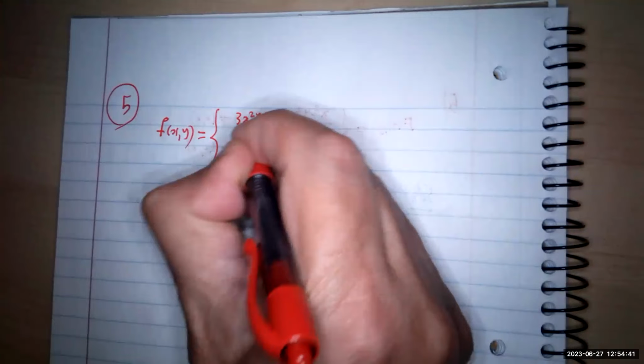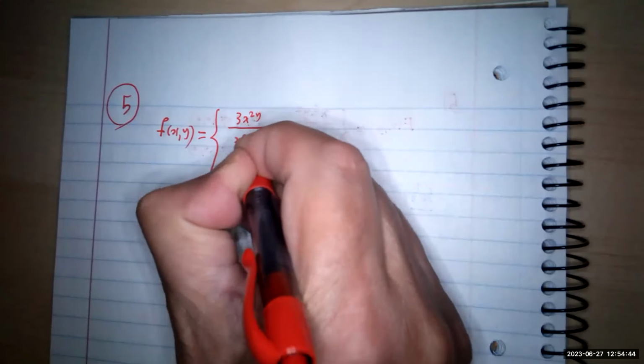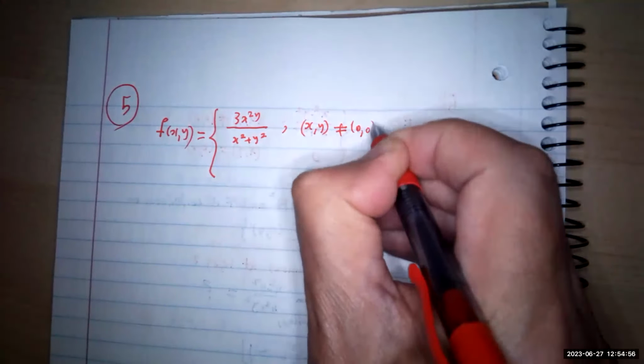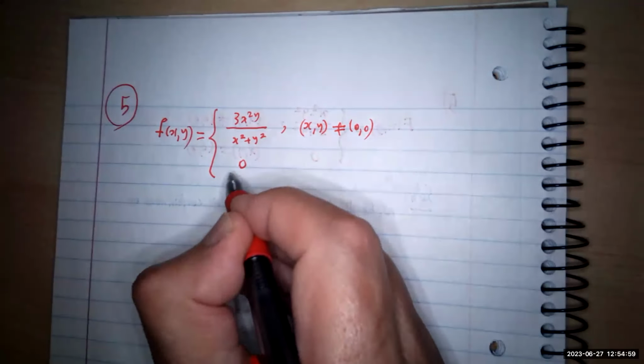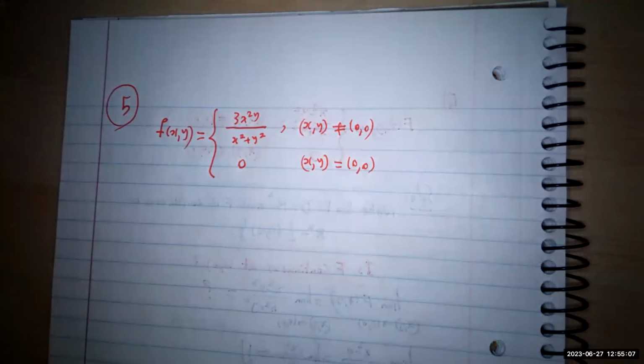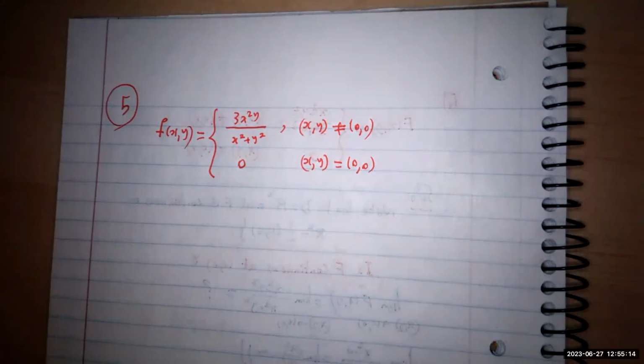Okay, let's see what's the function. This is your function, f of (x, y), and this is going to be equal to 3x squared y divided by x squared plus y squared. Okay, and this is going to be the case when (x, y) is not equal to (0, 0). And this is going to be equal to 0 when (x, y) is equal to (0, 0). So the function is partitioned at (0, 0). We just want to check to see what is going to be the continuity for this one.